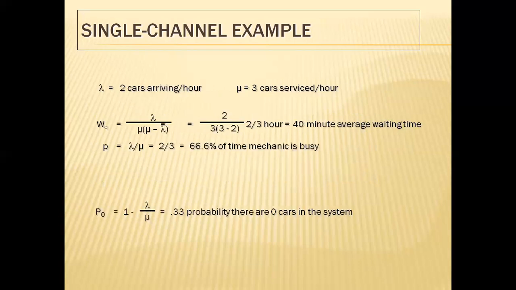And W_Q, lambda by mu times mu minus lambda, that is 2 by 3 times 3 minus 2, which is 2 by 3 hours, that is 40 minutes average waiting time. And the utilization, the probability, is lambda by mu, 2 by 3, which is 66.66 percent of the mechanic's time being busy in the working model. Next, how much time is the machinery or team idle? That is 1 minus lambda by mu, that is 0.33, that is 100% minus 66.66%, the probability of the idle time.